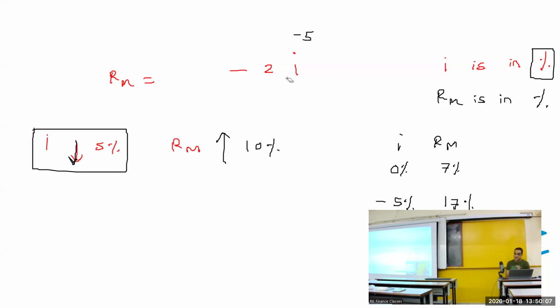5% and into 2. How much is 5 into 2? 10%. And this minus sign indicates that it will be moving in the opposite direction. So I repeat, 5% into 2 is 10%, and minus sign means it will move in the opposite direction. So interest is down, market will be up. Okay, let's apply the same thing for the previous one.